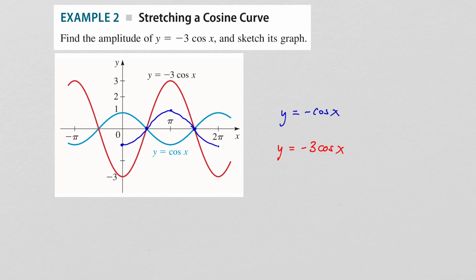So the technical definition for the amplitude here is we take the absolute value of the number in front of the sine or the cosine function. And in this case, the absolute value of -3 is 3. So the amplitude of this graph is 3, but it also has a reflection because of the negative sign.